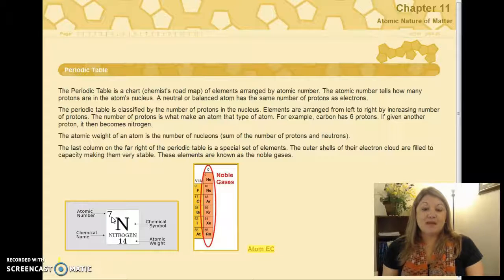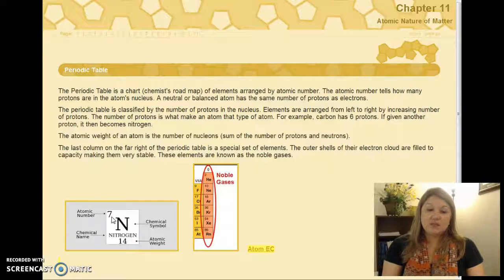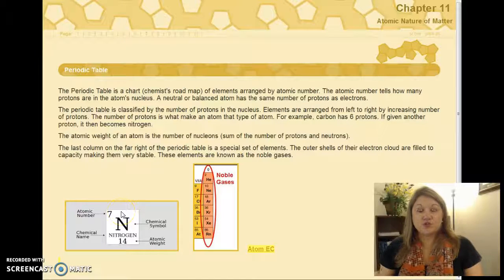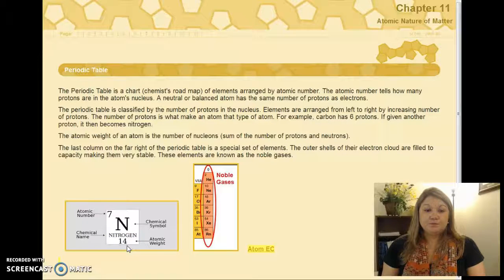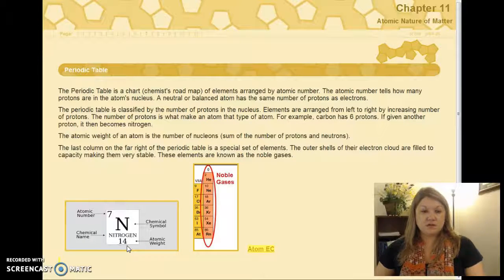Now, if you have a balanced atom, that means the charges are balanced. That means you have just as many protons as you do electrons, so equal, balanced charges. Now this atomic weight here tells us something important too. That atomic weight is the sum of the protons and the neutrons that live in that nucleus.